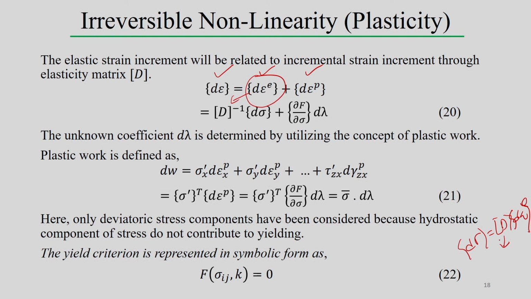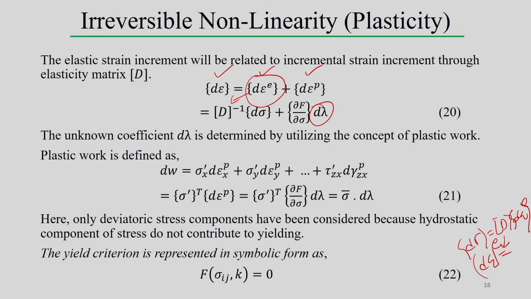So, therefore, if we look into the elastic component epsilon, it corresponds to D inverse and the sigma, the incremental of the stress. So, this corresponds to the strain increment associated with the elastic part. Now, the plastic strain increment d epsilon P, we can also say the incremental plastic strain, is associated with del F by del sigma into d lambda.